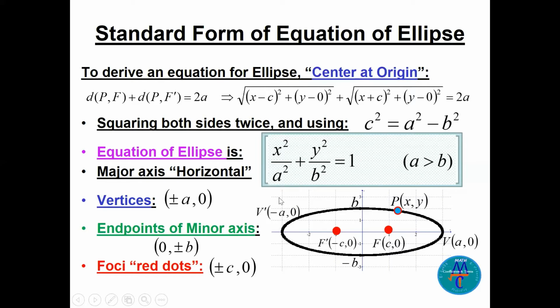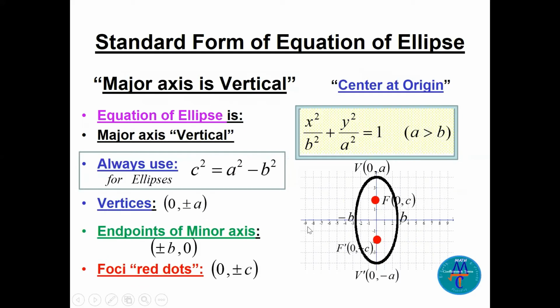So the vertices here are A, 0. You see V is A, 0, minus A, 0. So you can write vertices plus or minus A comma 0. Endpoint of minor axis, this is 0 plus or minus B. And the red dots are the foci, plus or minus C, comma 0. This is for horizontal. Now let's look at the vertical here.